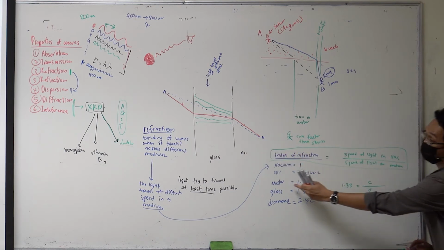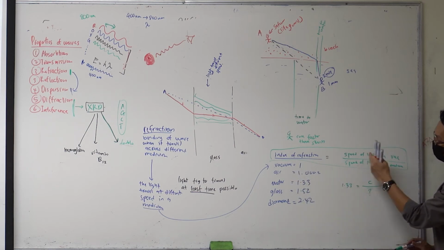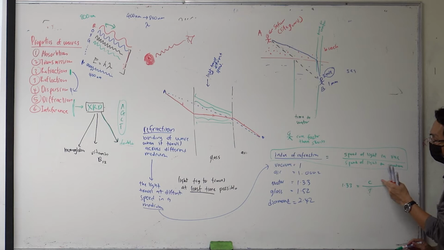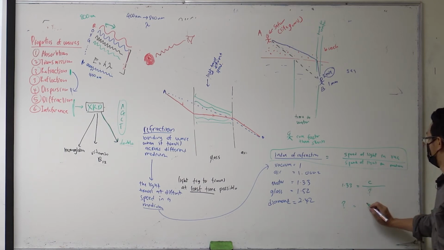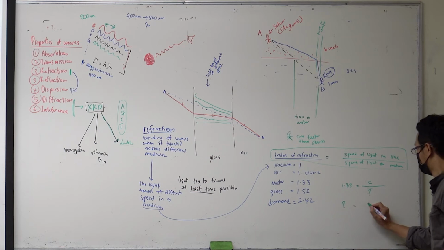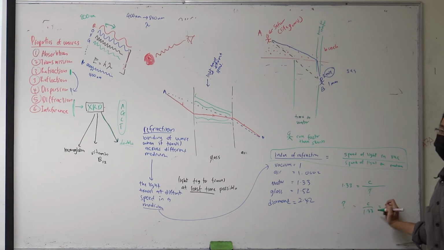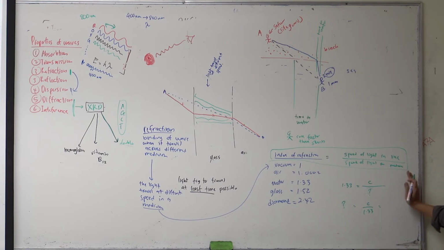Now we look at the water. Water is 1.33. The speed of light in vacuum, let's say we put C, and we want to know what this question mark is. The question mark here is basically C over n, so C over 1.33. How much is this? Imagine C is 1, so 1 over 1.33. That is about 0.75 C.